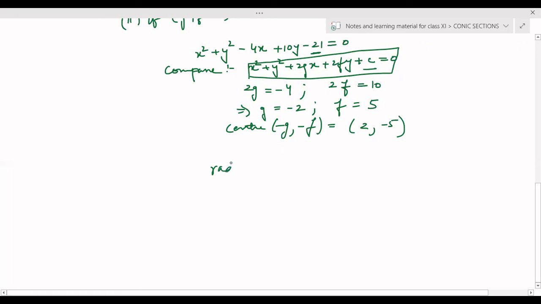And let's evaluate the radius now, which is root of g square, minus 2 square makes it 4, 5 square makes it 25. C is in this case minus 21, so minus of minus 21 makes it plus 21, which further makes it 50. That's 5 root 2 units, the radius of the circle. That's how we can evaluate the center and radius of the circle if the equation is given in this form, that is x square plus y square plus 2gx plus 2fy plus c equals 0.